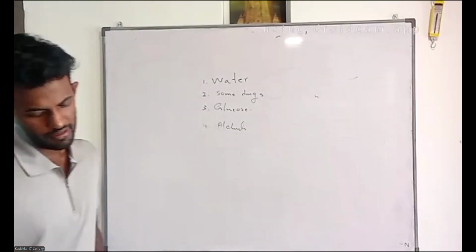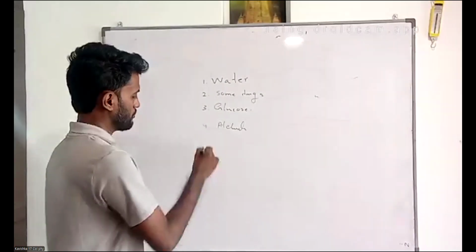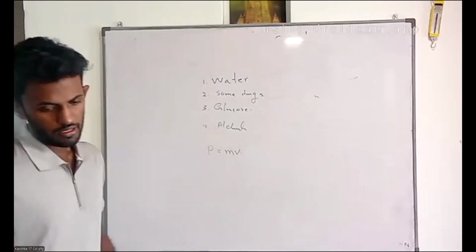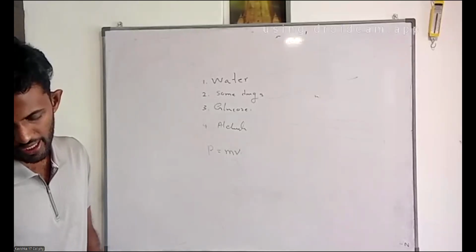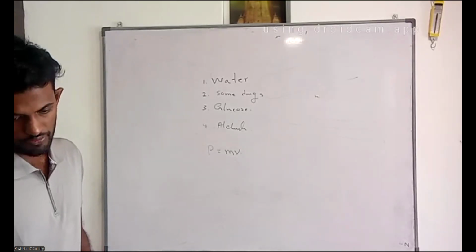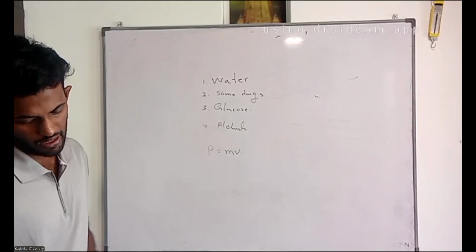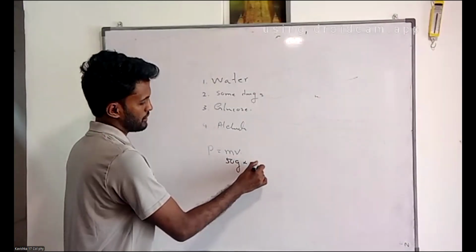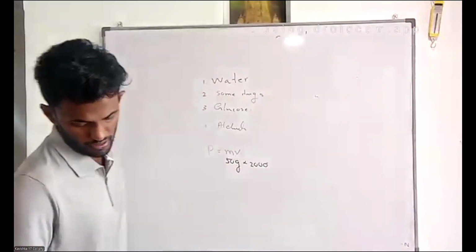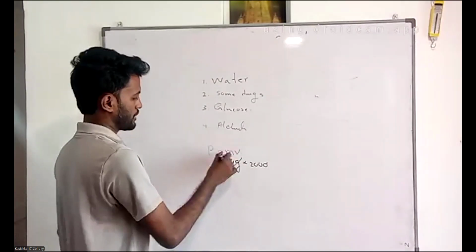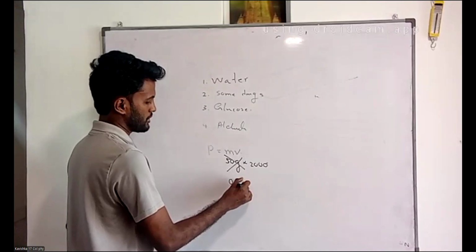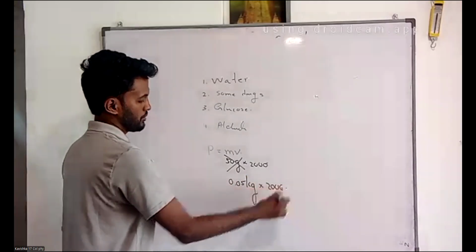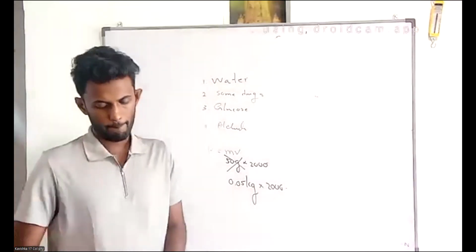27 momentum asks P equals mv, right? But make it a gram. If you didn't read it carefully, yes, I think you have applied 50 grams into 2000. So this is from 50 grams. You can apply this here 0.05 kilograms into 2000. Right.